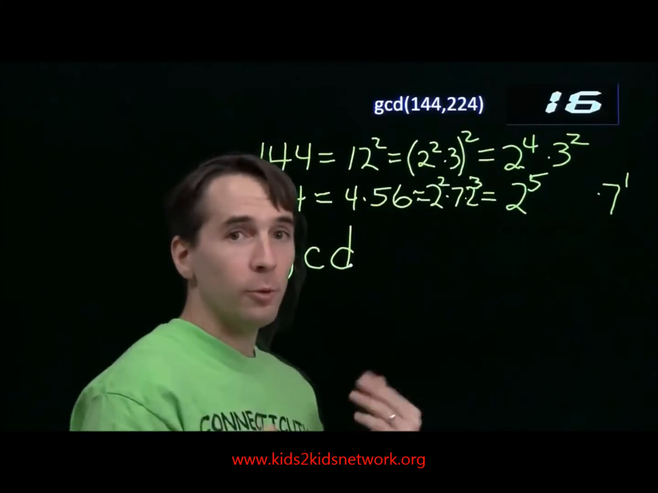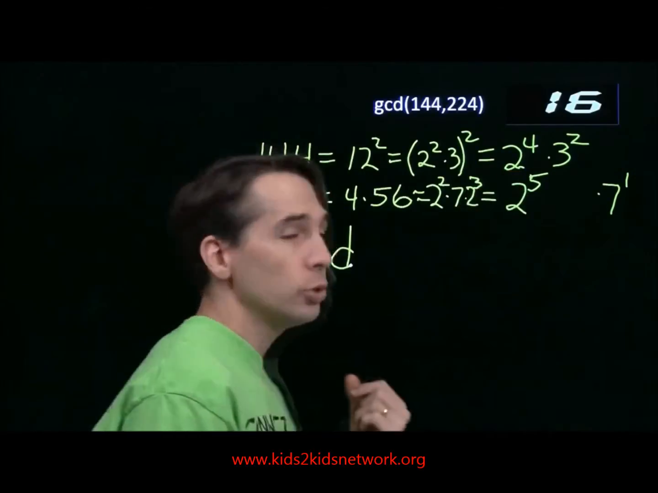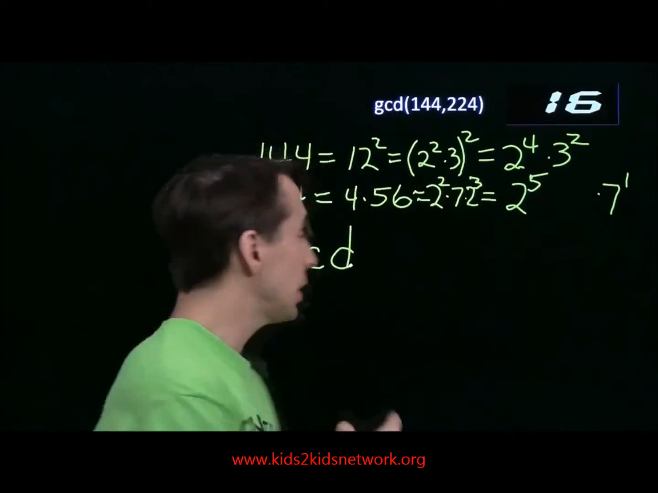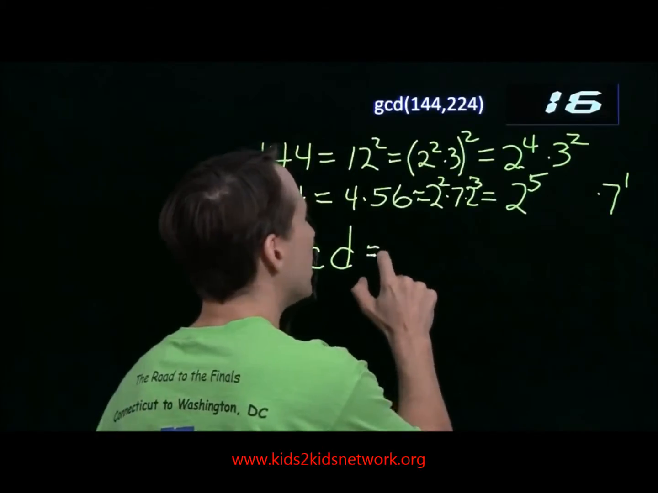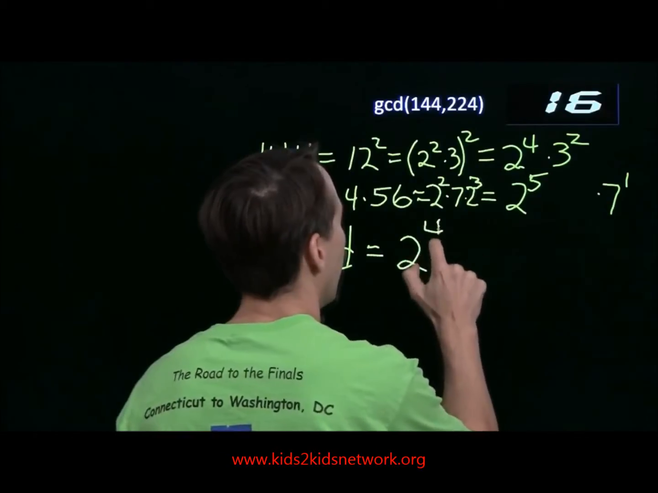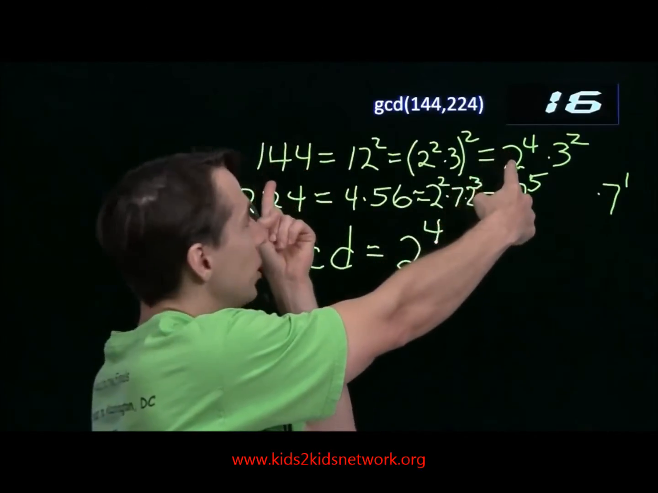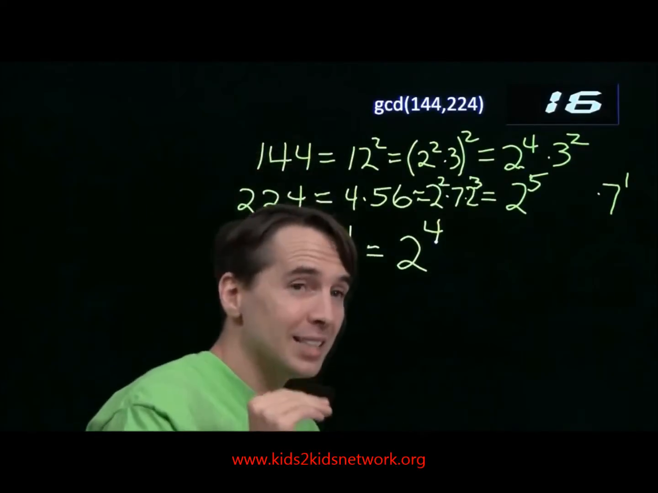A divisor of 144 can have no more than 4 2s. A divisor of 224 can have no more than 5 2s. Now we want to take as many 2s as we possibly can because we want the greatest common divisor. So we'll go ahead and take 4 of those 2s. We can't take more than 4 2s or it won't possibly be a divisor of 144. So we have to stop at 4 2s.